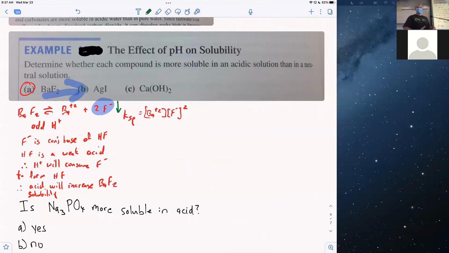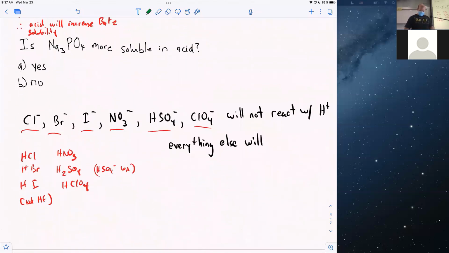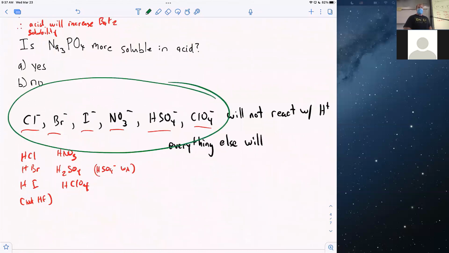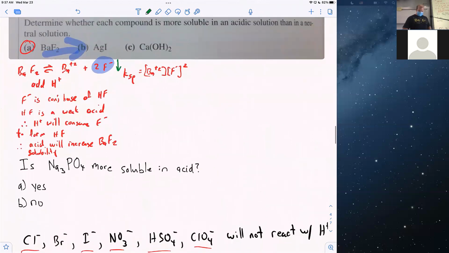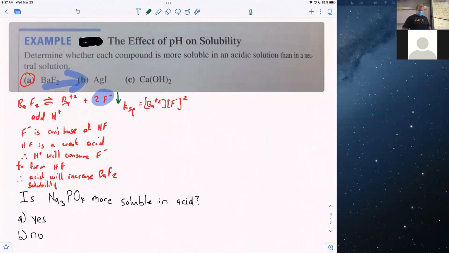Does that make sense? And how do I know which ion? If it's not one of these, then it's going to react with acid, because these are the counter ions for strong acids. So if it's not a strong acid, it's a weak acid. Luckily, there's only a few strong acids. So fluoride is from HF, it's a weak acid. That means fluoride will be consumed, and then the reaction will shift right. So here's another interesting property about acids: they make things more soluble, generally speaking. Does this make sense?